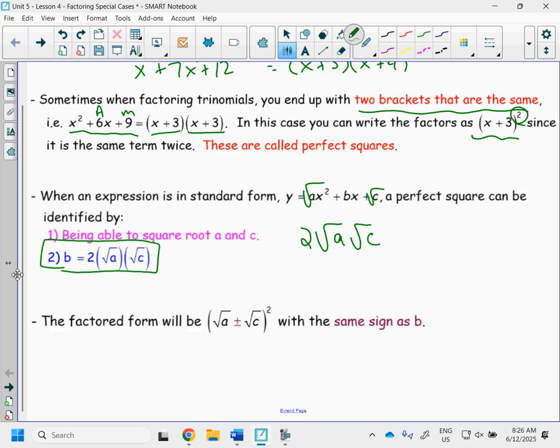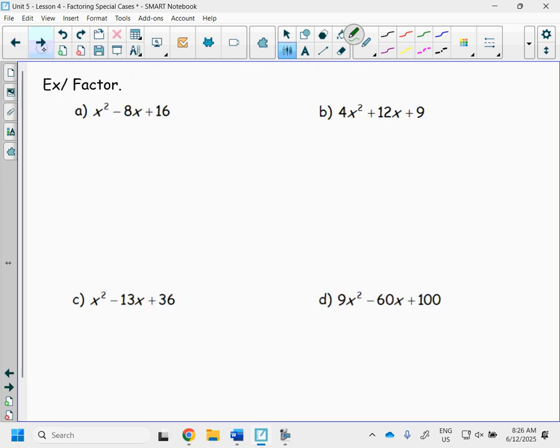When you're done, your answer is going to be one bracket, and inside each bracket is whatever the square root of the first thing is. So in this case, the square root of x squared was x. And the other thing will be the square root of the last term. So the square root of 9 was 3. And we're going to put a squared on it, because the same thing twice. And the sign in the middle could be a plus or minus, depends on whatever b is. Okay. We'll try some just so we get the hang of this.